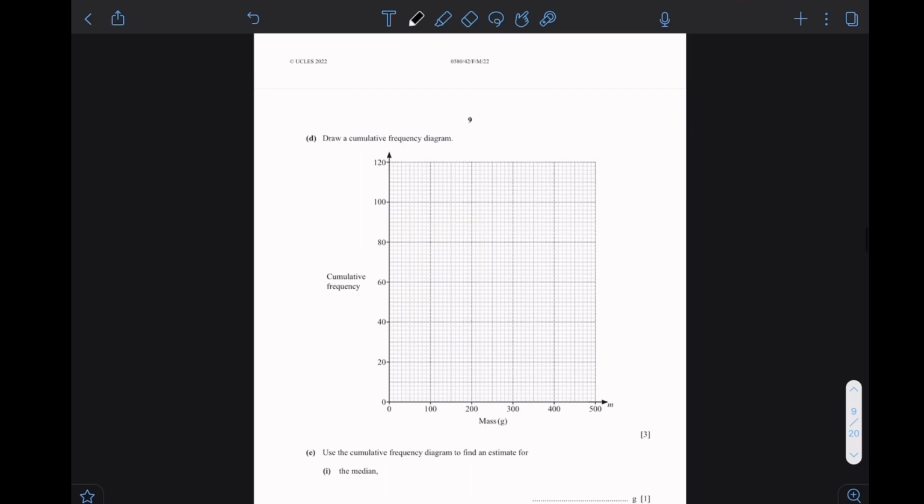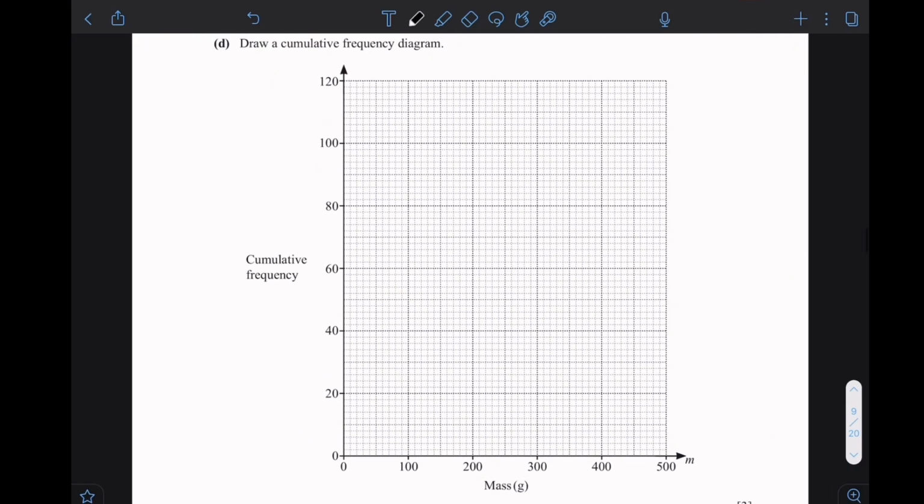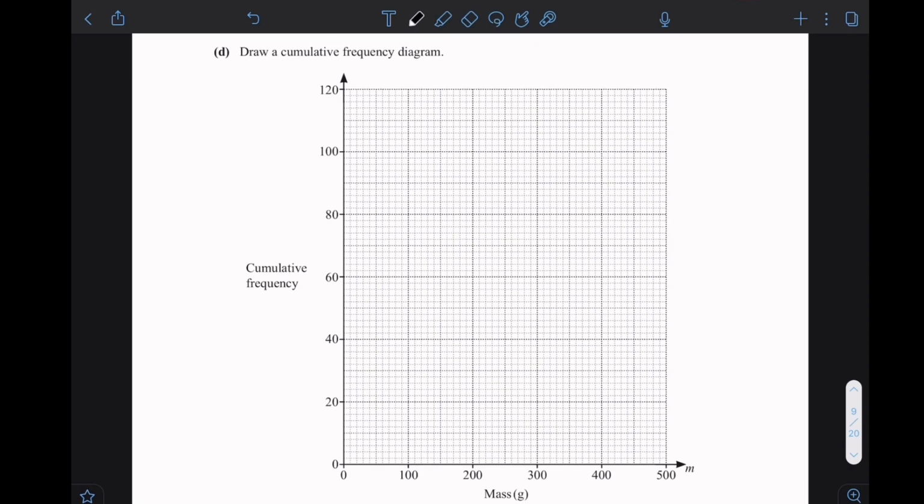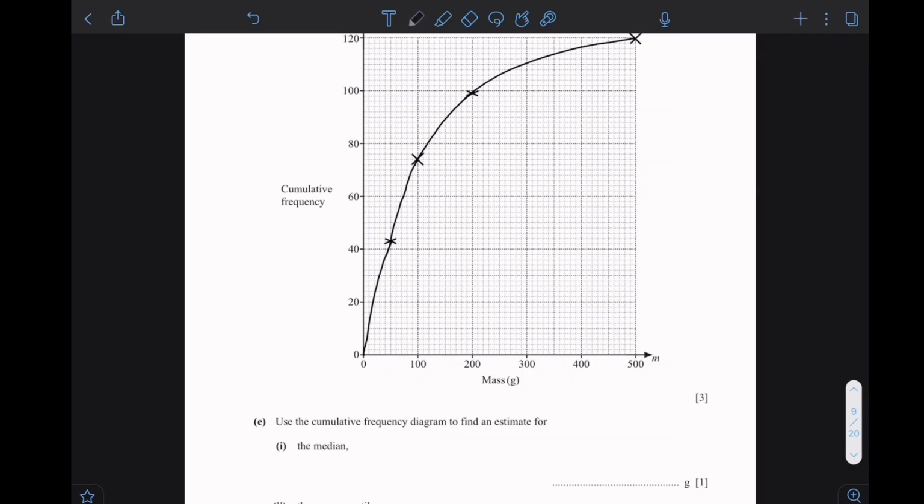Okay, so here it says draw cumulative frequency diagram. I shall plot it and I'll get back to you.